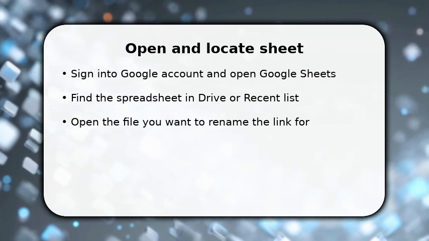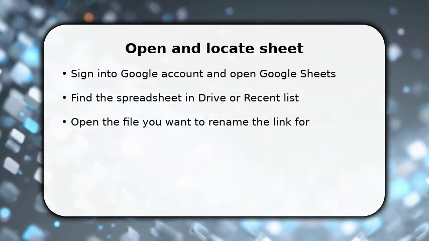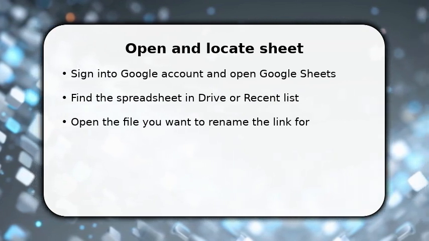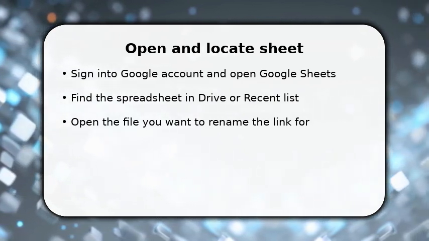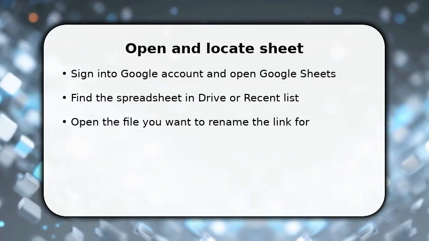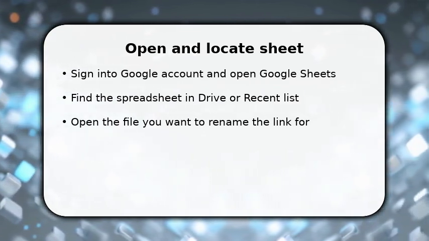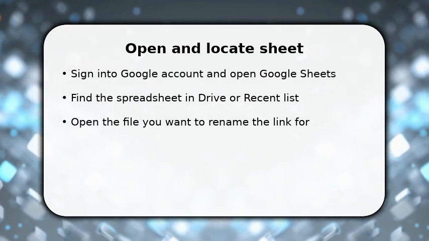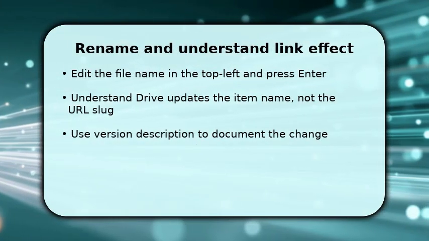Do this now. It triggers the first change that affects both the visible name and the drive item name, which is the basis for updating the link title. Change the file name by editing the top left title and press Enter. This updates the drive item name instantly.